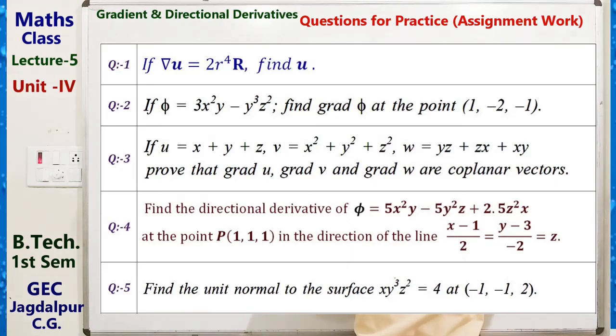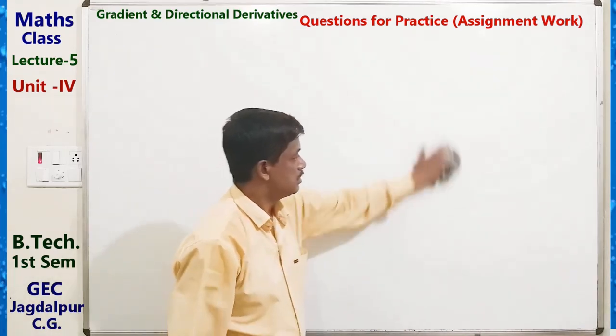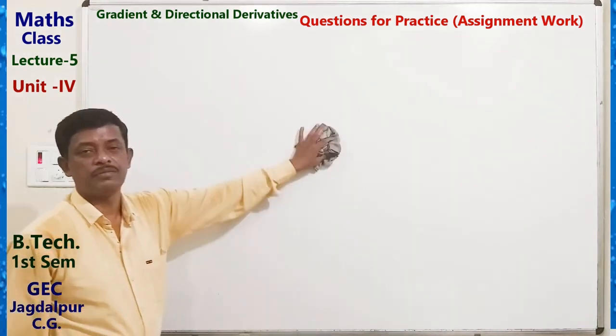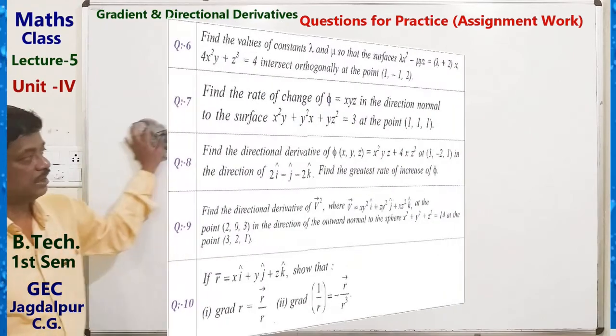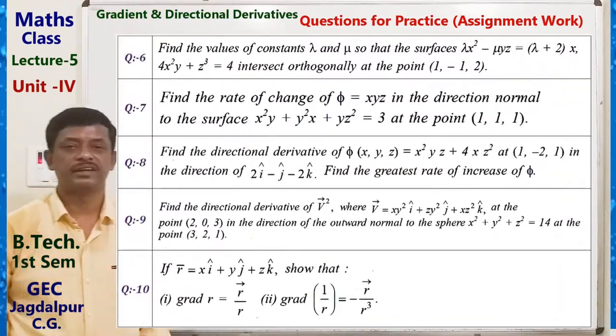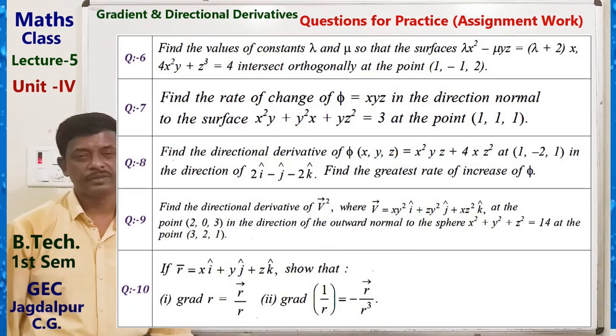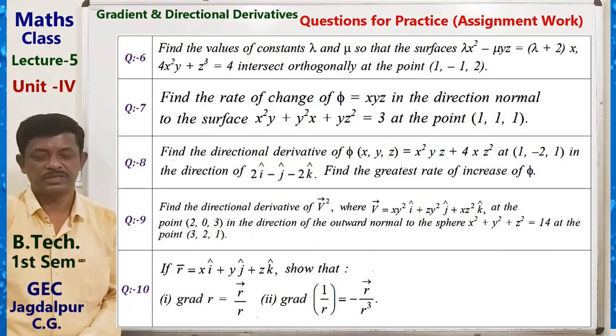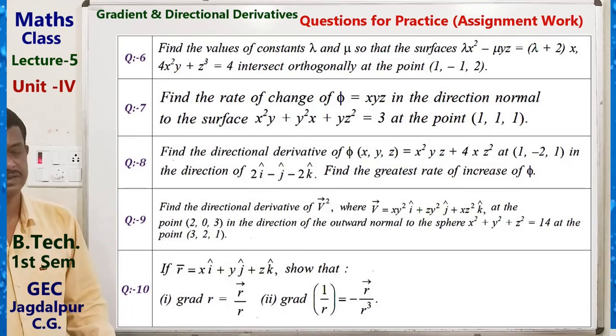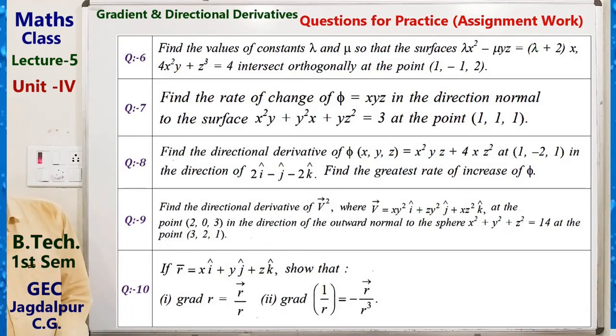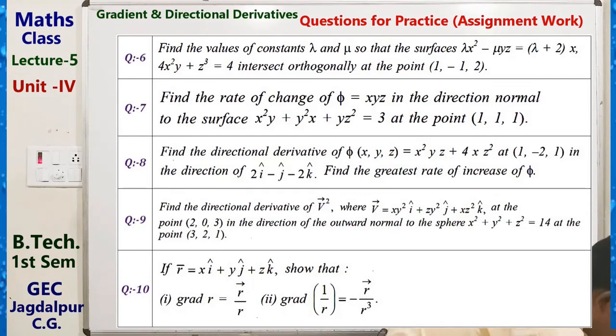Okay. For finding the directional derivative, we use the formula. What formula? The formula is A cap dot del phi. Del phi means the gradient of a scalar valued function. Okay. So do these questions using the concept of gradient of a function, directional derivatives, and formulas. Very important questions. Solve these questions in your copy.